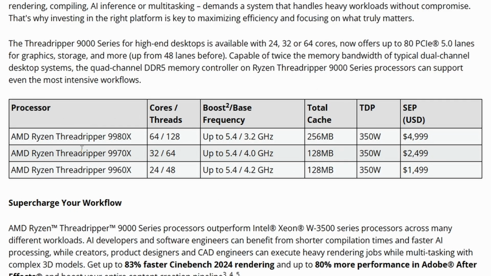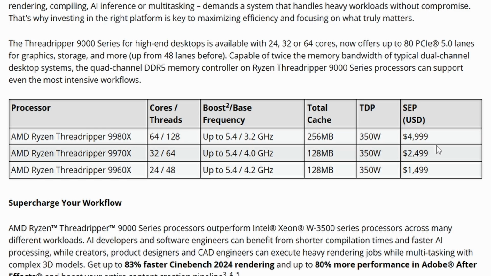As you can see, the AMD Ryzen Threadripper 9980X, which is the top of the line with 64 cores, 128 threads, coming with 5.4 boost, 3.2 base frequencies, a total cache of 256 and a TDP of 350 watts, coming at $4,999, basically $5,000. Kinda expected. I'm glad they didn't really go overboard with the pricing.